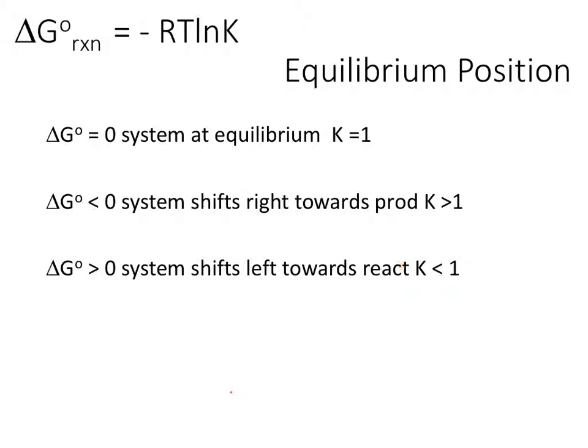Okay, now, when K is less than 1, the opposite is going to be true. When you take the ln of K of a value less than 1, you get a negative ln of K value. Multiplied by this negative sign here, you end up with a positive delta G of reaction. So the positive delta G of reaction is going to indicate that the system is going to want to shift towards reactants in a spontaneous fashion.